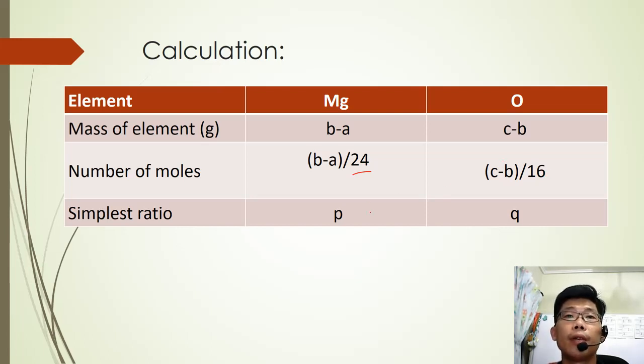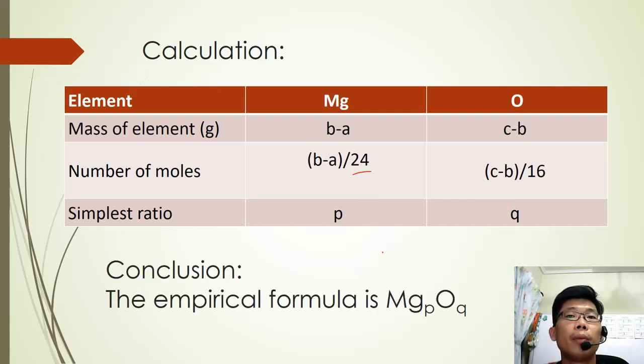So the simplest ratio will be P and Q. So no need any data for it. We use the alphabetical or any unknown to represent it. So the ratio will be P and Q. So as a conclusion, the empirical formula for the magnesium oxide will be MgP, then OQ. So this is how we determine the empirical formula for the magnesium oxide.